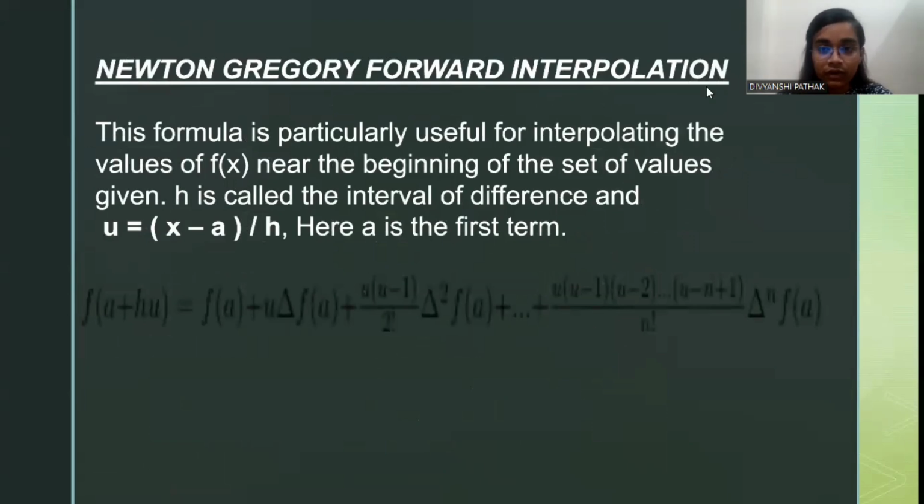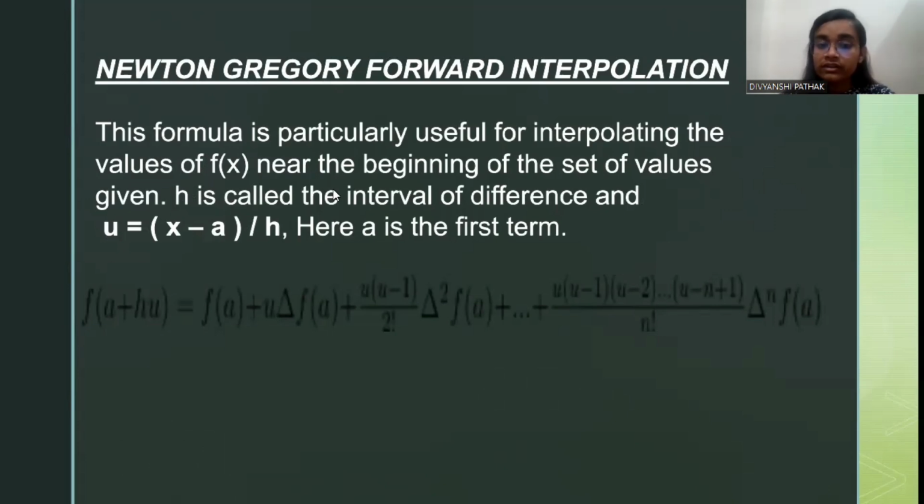Firstly, Newton-Gregory forward interpolation. This formula is particularly useful for interpolating the values of function near the beginning of the set of given values. हमें फंक्शन की वैल्यूज अगर इनिशियल टेबल के इनिशियल पॉइंट्स पे या स्टार्टिंग के सेट ऑफ पॉइंट्स पे निकालनी है तो हम इस मेथड का यूज करेंगे फॉरवर्ड इंटरपोलेशन.